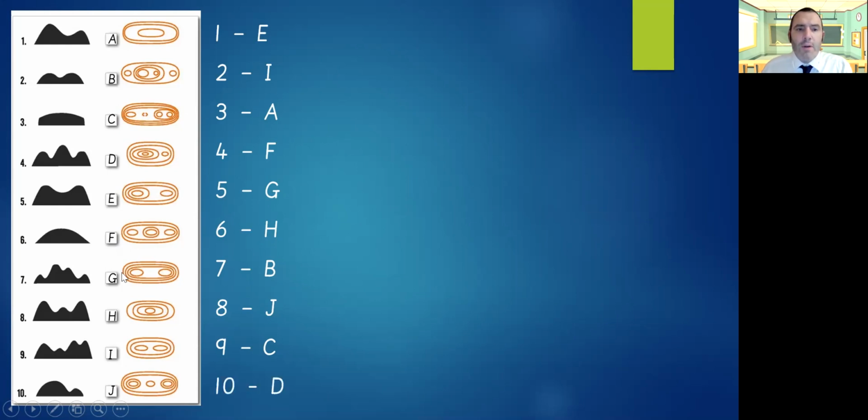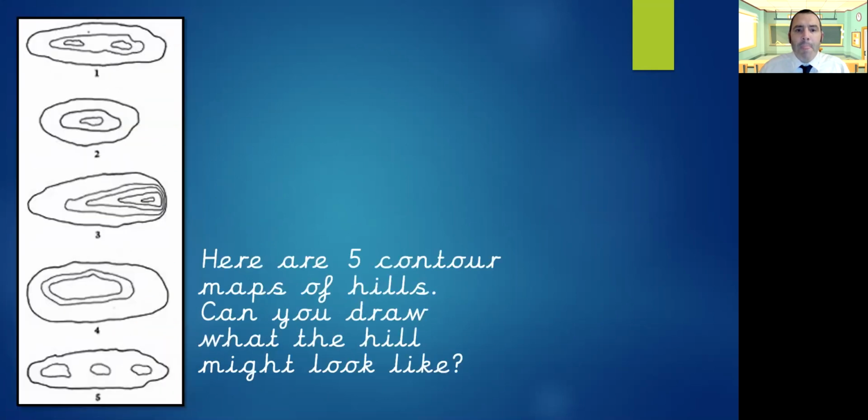Number 10 goes with D. So we've got quite a uniform, gradual slope. So we don't need lots of contour lines all bunched together. So what I want you to have a go with here.